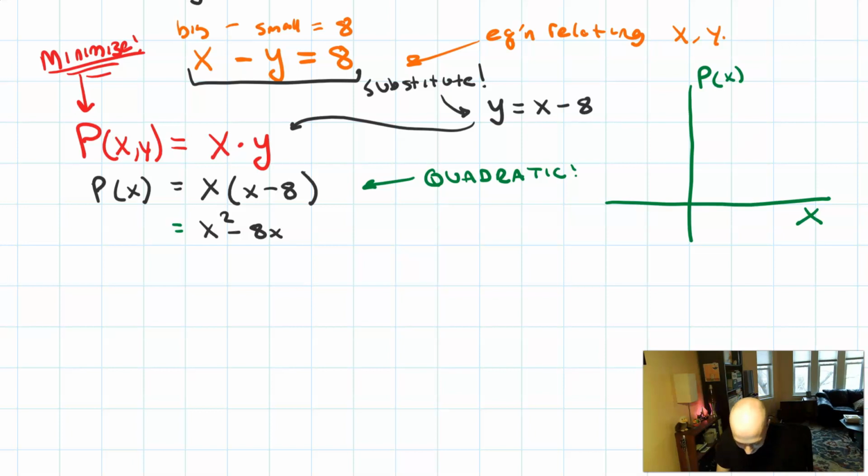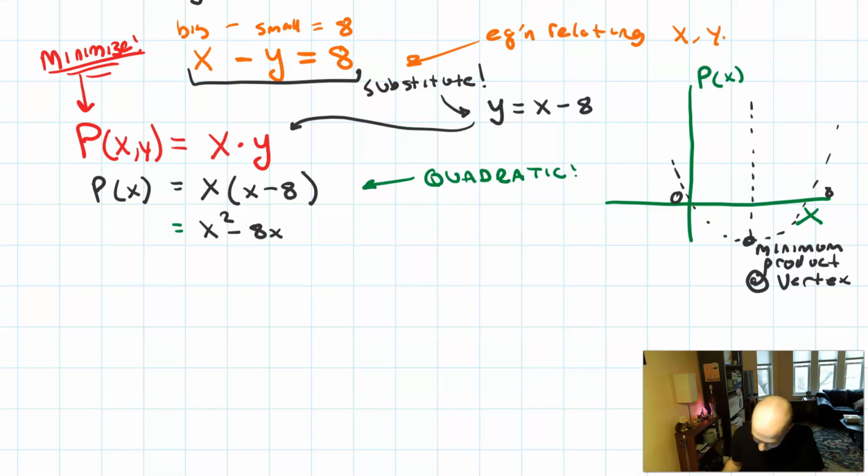I'm looking for the vertex, right? So I want to minimize the product, right? P of x is the product. I want to minimize it. Well, this is going to be some quadratic. It has zeros at 0 and 8. So the minimum product will be at the vertex. So where will the vertex be?